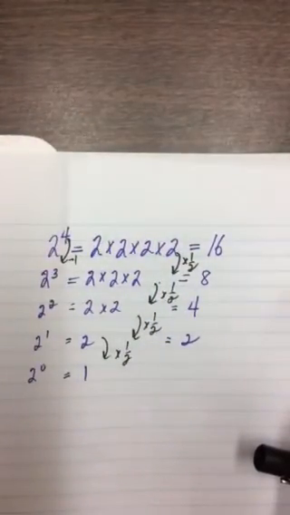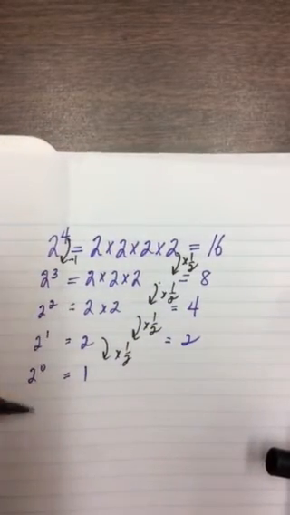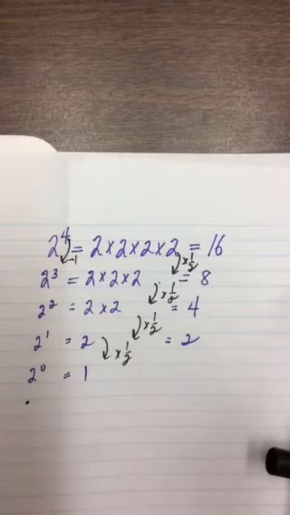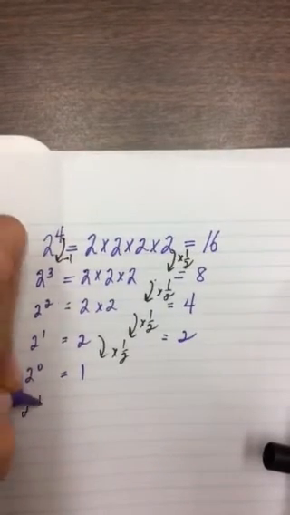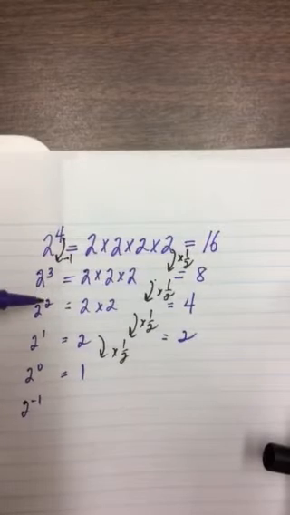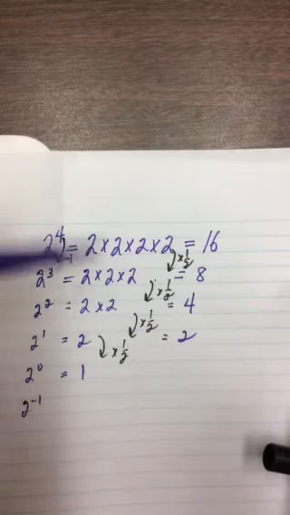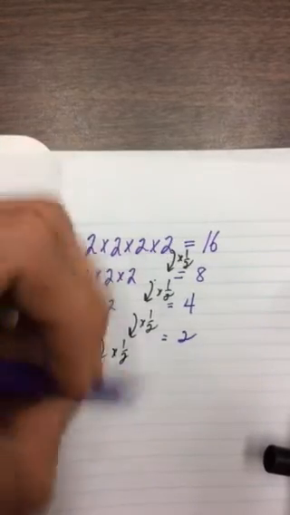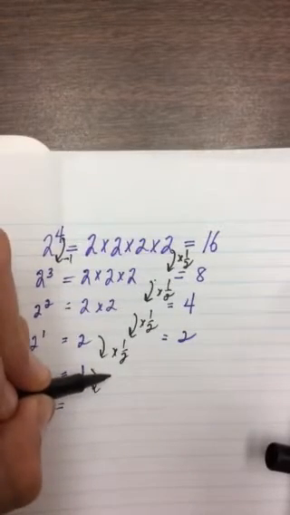Now, as I continue to the next number in the sequence, I'm actually going to go to a negative. Again, as I decrease here, I'm just subtracting 1 from each exponent. So the next logical one is 2 to the negative 1. And as I take my 1, you guessed it, I'm going to multiply it by 1/2.